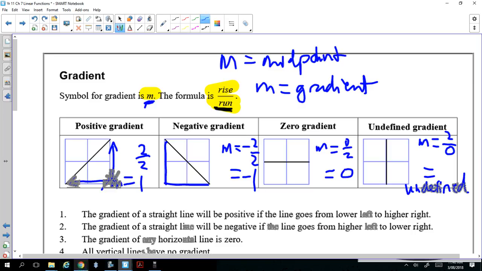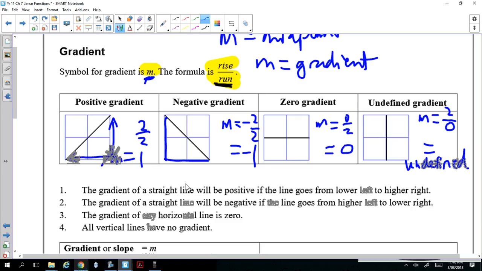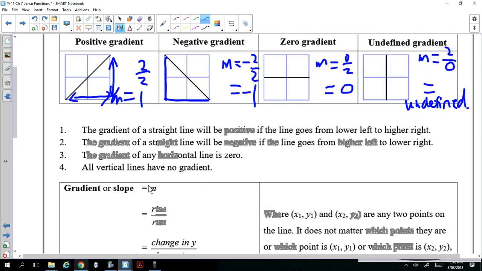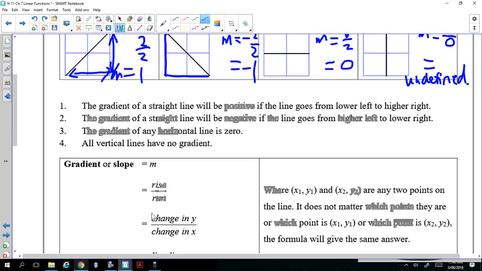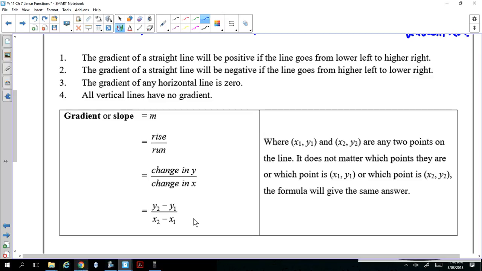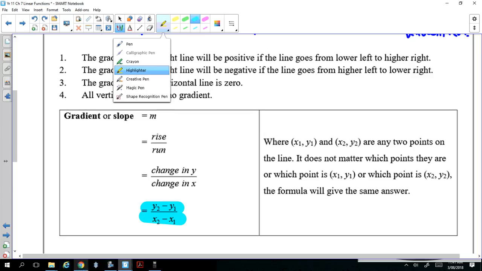Okay, now we have a symbol for gradient, m, rise over run, which is the change in y over change in x. And the formula for gradient is y2 minus y1 over x2 minus x1. That's the formula, because y2 minus y1 is the rise, x2 minus x1 is the run. Okay, so is it on the reference sheet? It is on the reference sheet, but good to remember.